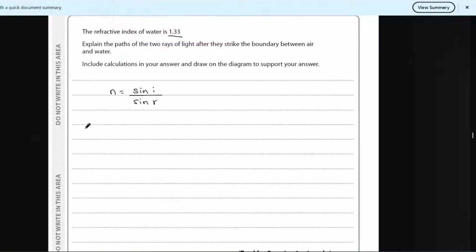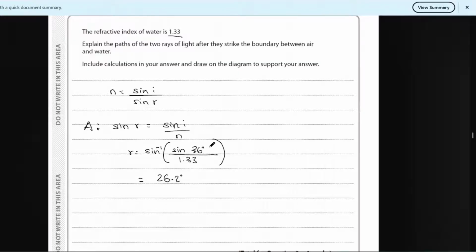So let's do it for A. For ray A, let's find what sine r is equal to. So sine r will be sine i over n. r would be equal to sine inverse of sine i over n. So I'll just substitute the values. The angle of incidence for A is 36 degrees. The refractive index is 1.33, the refractive index of water. So let's calculate this. Make sure your calculator is in degree mode. This gives an answer of 26.2 degrees.